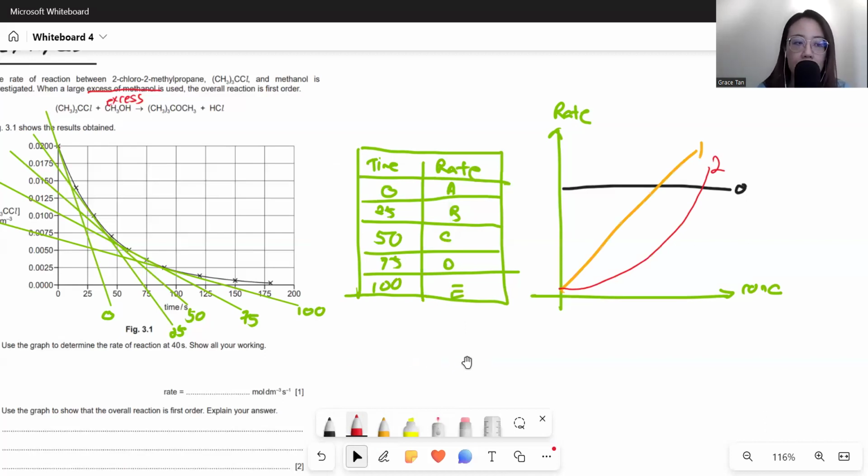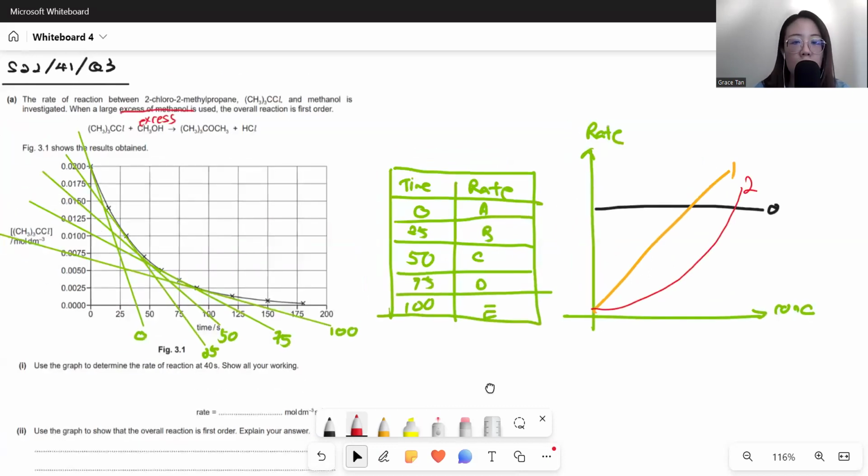But the downside about method number 2 is that you may have to spend a lot of time to draw multiple tangents, gradients, and replot a new graph called rate against concentration. That is the correct procedure on how you should do it. So the question now is, do you think you have enough time, and do you think your examiner will make you plot 5 gradients and replot a second graph called rate against concentration in your exam?